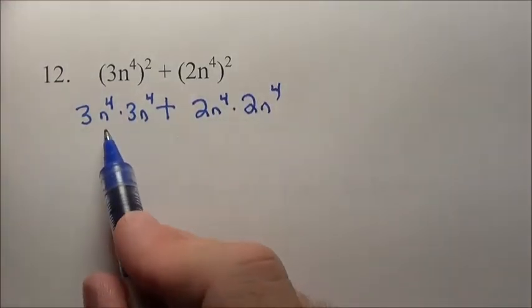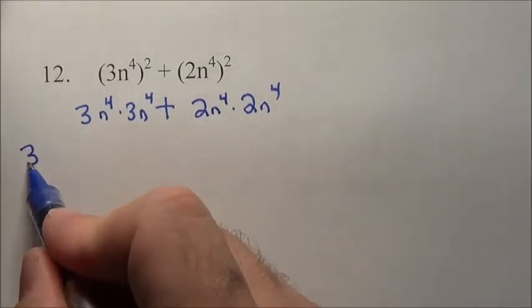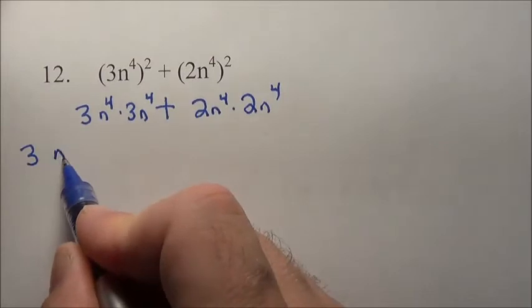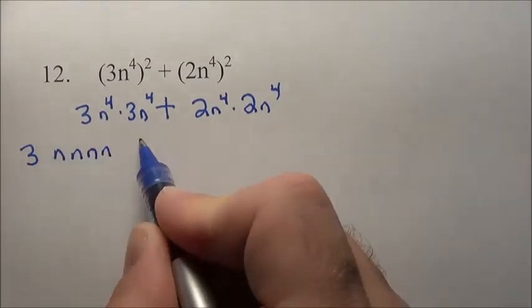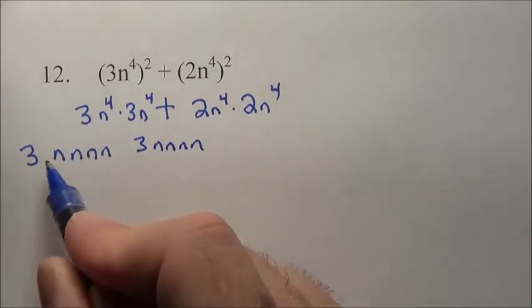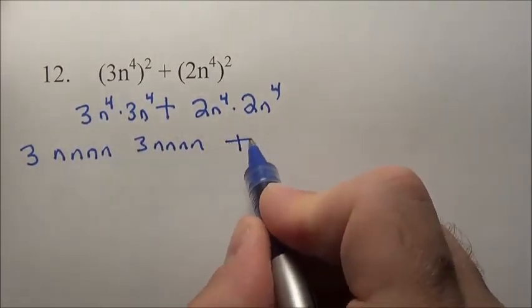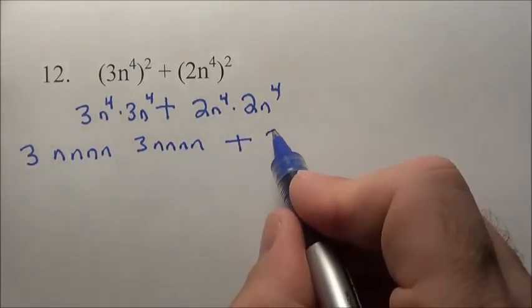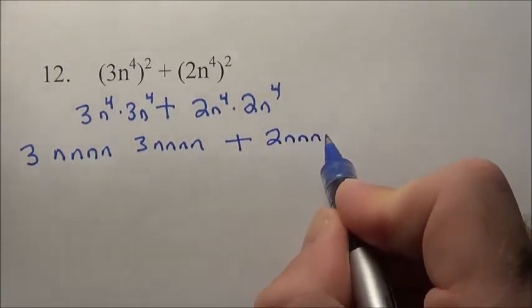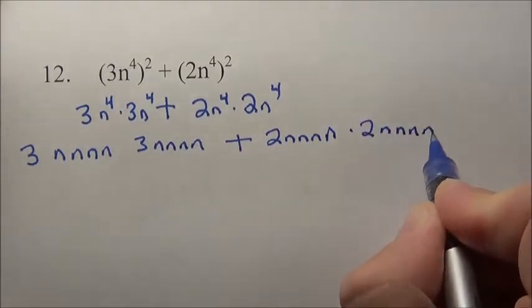Now, some of you still might like to write this whole thing out. If so, more power to you. It's going to be a 3 n n n n times another 3 n n n n. That's what this means. 3n to the 4th means 3 n n n n. Plus 2n to the 4th means 2 n n n n times another 2 n n n n.